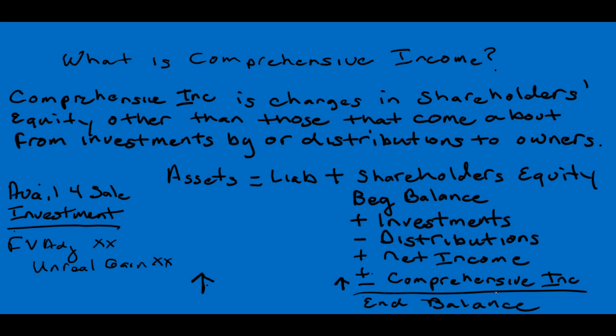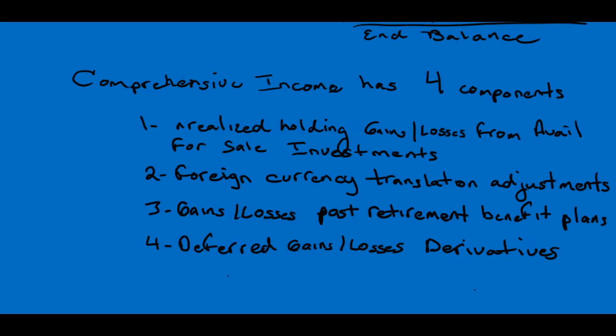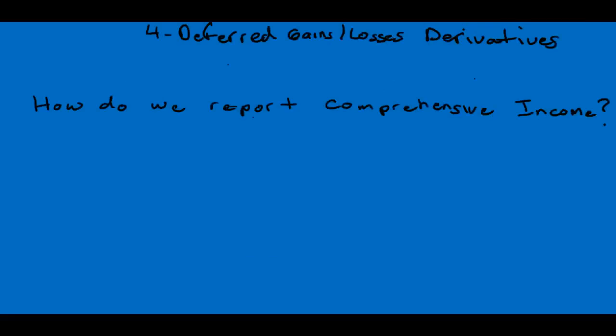You might be wondering, what else goes into comprehensive income? Comprehensive income currently has 4 components. It has unrealized gains and losses from available for sale investments, foreign currency translation adjustments, gains and losses from certain post-retirement benefit plans, and deferred gains and losses from certain derivative transactions. That's it at this point in time. There are only 4 components of comprehensive income. The one that you'll be most concerned with in intermediate accounting is unrealized gains and losses.